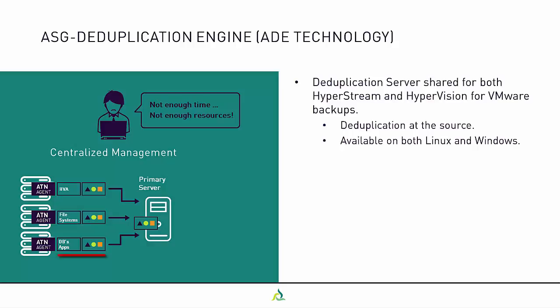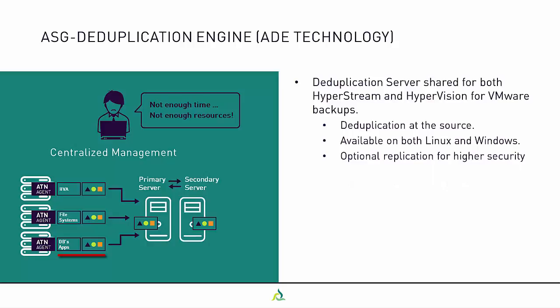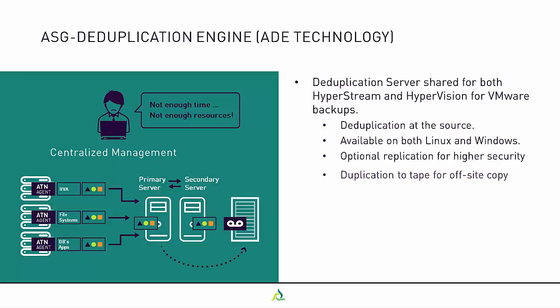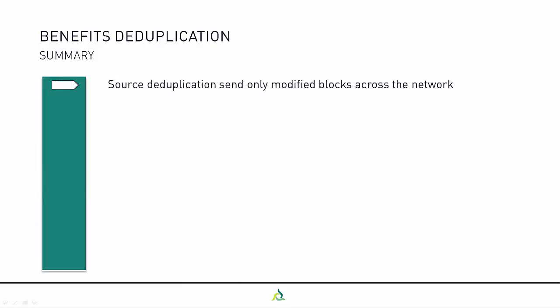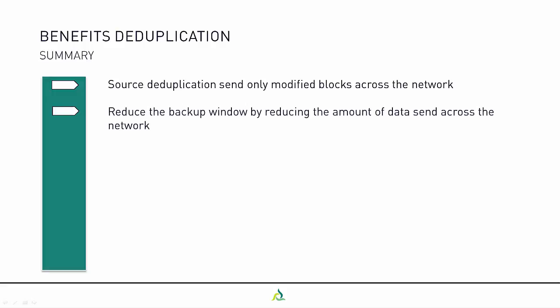Databases and applications like Oracle, DB2, Exchange, SQL can also be large, and with Time Navigator deduplication technology, these backups can also see great performance with excellent deduplication ratios too. And when extra security is required, the primary data can be replicated to a secondary server. And what's more, we can even duplicate data to tape for an off-site copy. With the benefits of source deduplication, only modified blocks are sent across the network. So this not only reduces the amount of data, but also reduces the backup window. So now all backups can be completed in record speed.